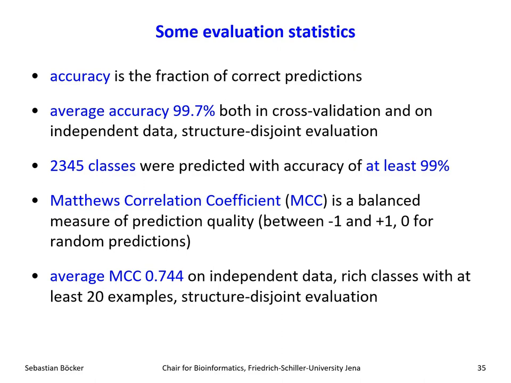Now, the first thing that comes to mind when people talk about such predictions and measuring their quality is they want to use accuracy. That's simply the fraction of correct predictions. I have to tell you that our accuracy is mind-boggling: 99.7% accuracy. So only 0.3% of the cases we predict something wrong. And that's true both for the cross-validation and for the independent data, with structure-disjoint evaluation and everything.